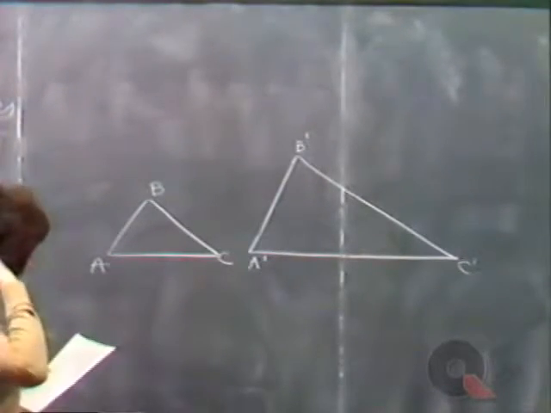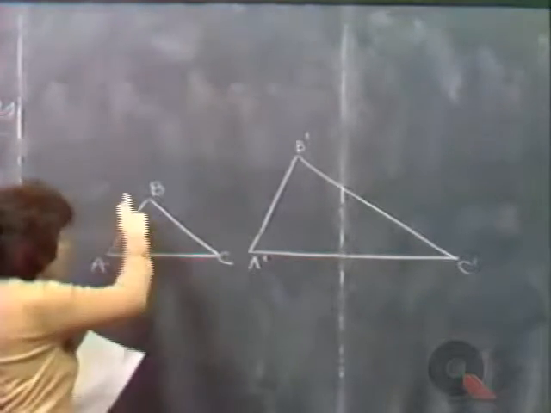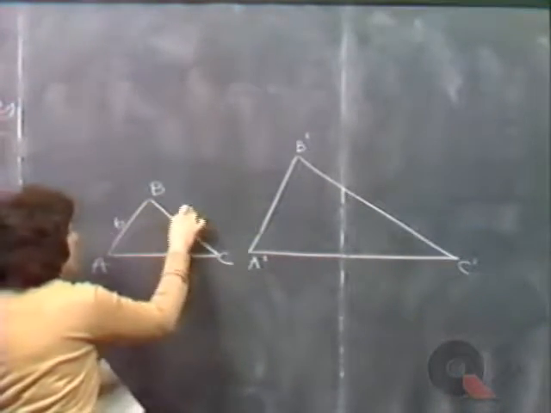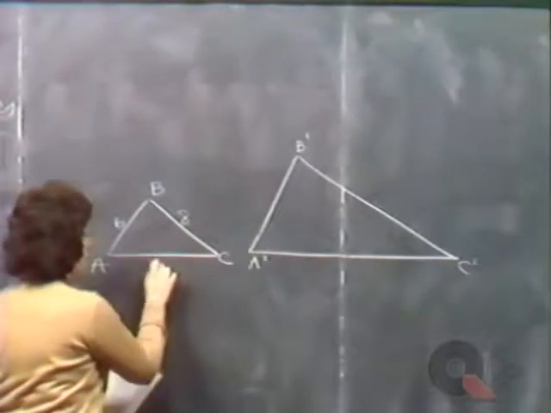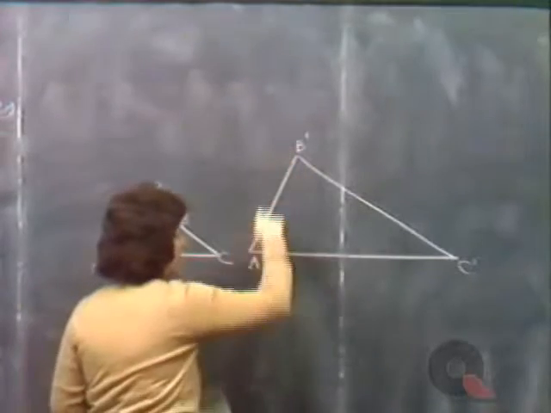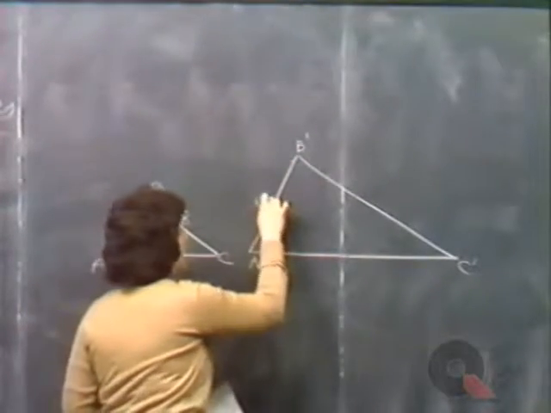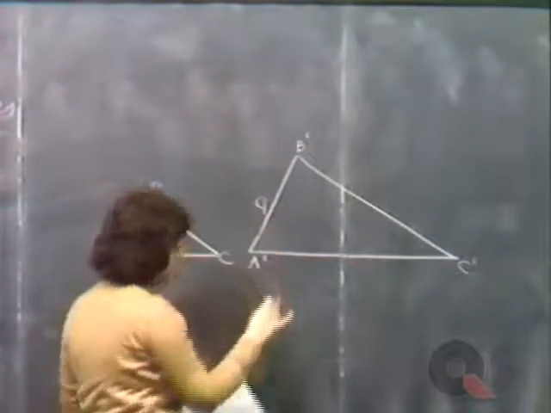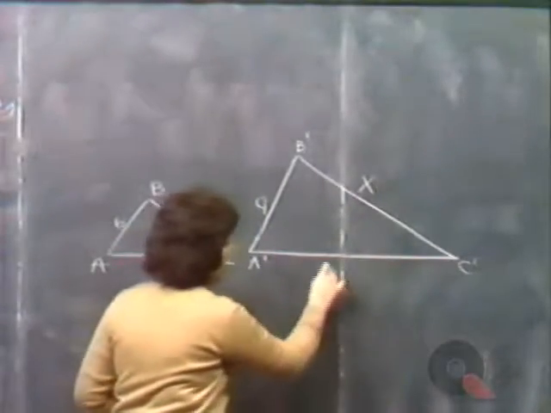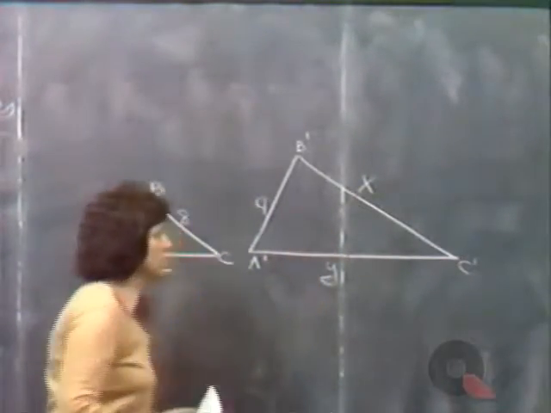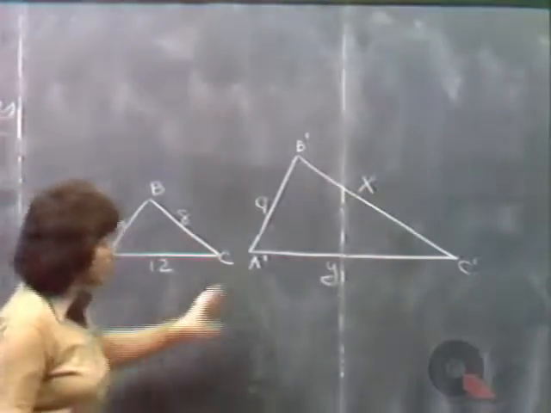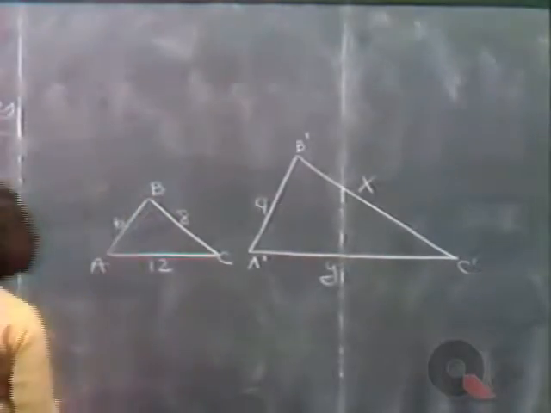Now, suppose I were to tell you that the sides of this triangle ABC had length 6, 8, and 12. And I were to tell you that side A prime, B prime here had length 9. And I were to ask you to find the length of this side of the triangle and the length of this side of the triangle. Now, there is a key theorem for similar triangles which will enable us to handle this. And the theorem is this.